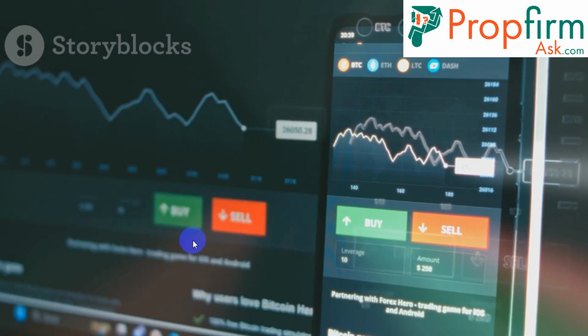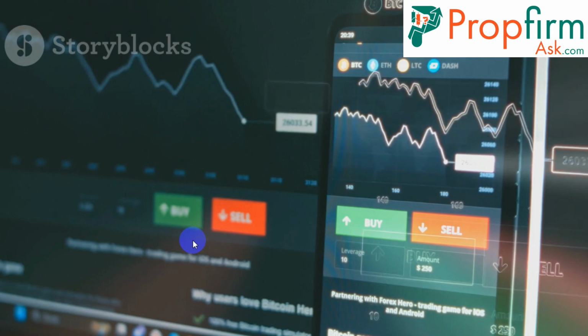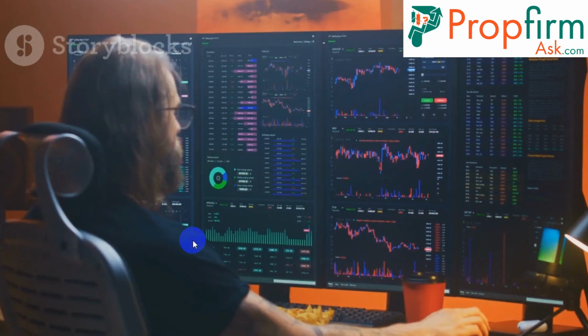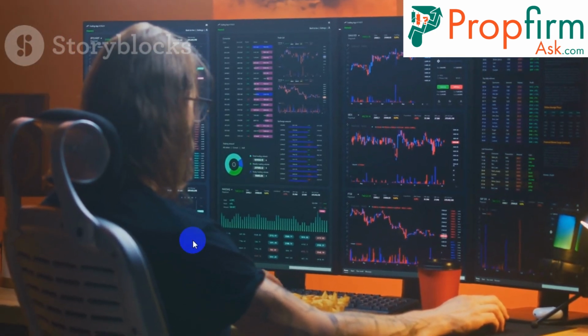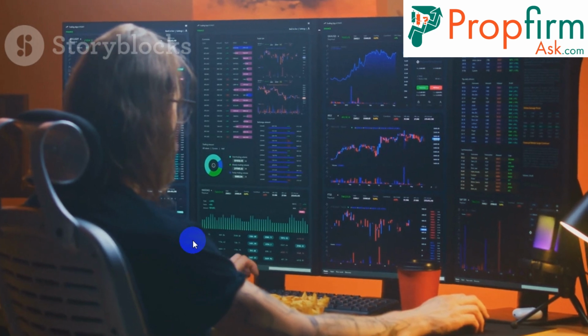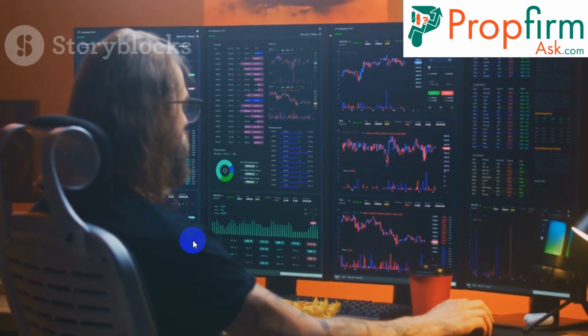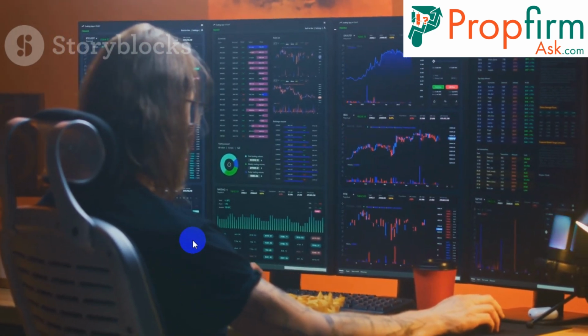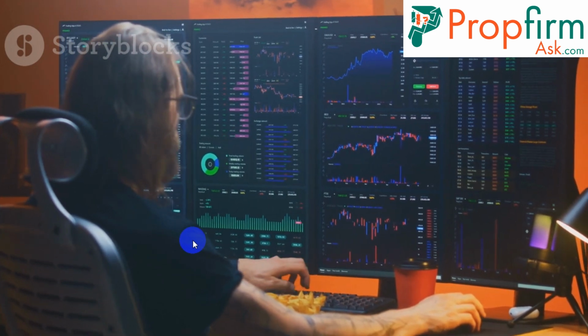Welcome back. By now you've gained a solid understanding of the stochastic oscillator, RSI, and MACD. But how do you combine these powerful tools to create a more comprehensive and reliable trading strategy? Using multiple indicators together can help filter out false signals and provide a clearer picture of market conditions.